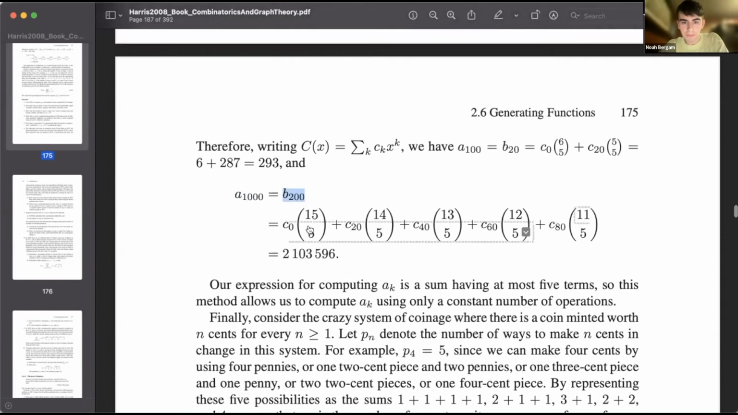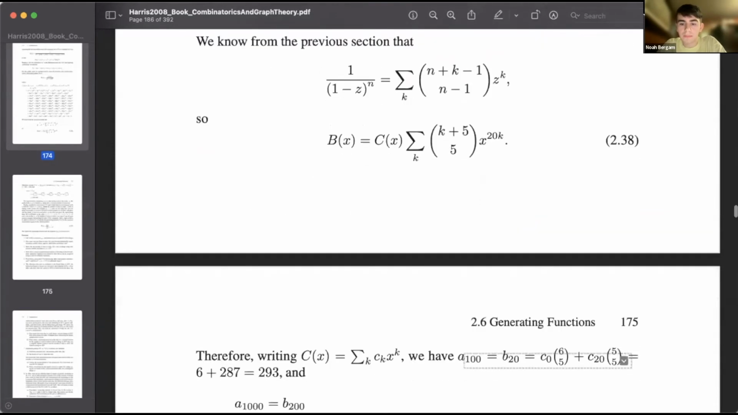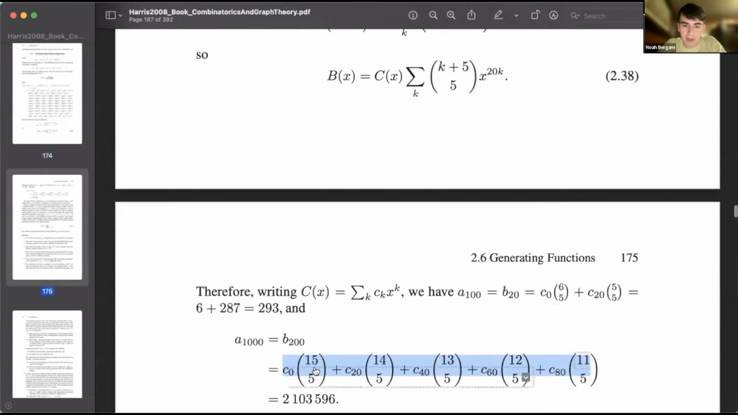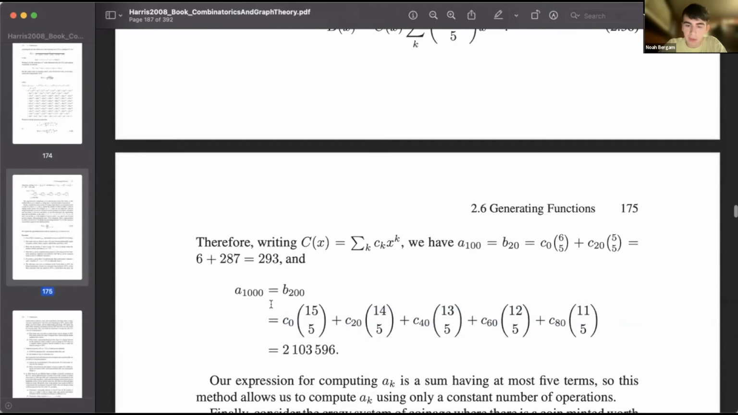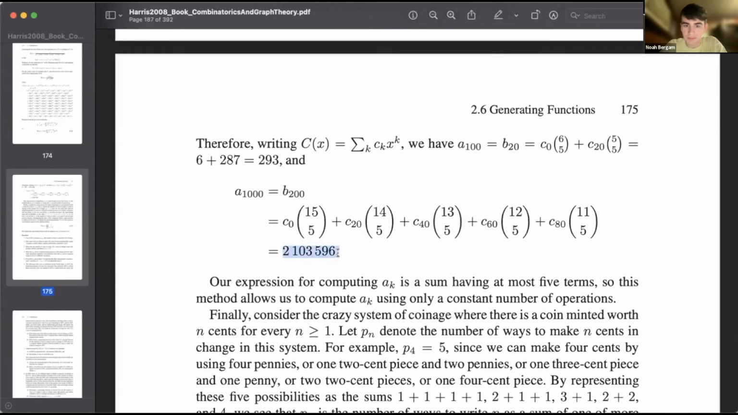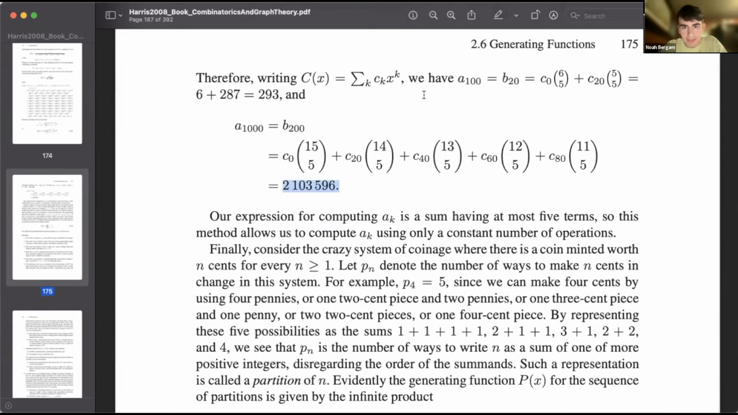And then b of 200 essentially is, we look at all of the different values of c that were congruent to 200 mod 20. And that is essentially C0, C20, C40, C60, and C80, right? And then because we know that, once we have j, we can immediately determine k. So then we know exactly what this coefficient will be, the k plus 5 choose 5. So it always boils down to a sum of at most 5 terms. And in this case, you get over 2 million as an answer, right? So that is the finite time solution.